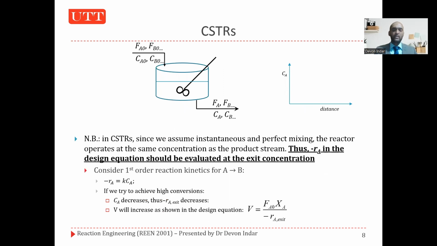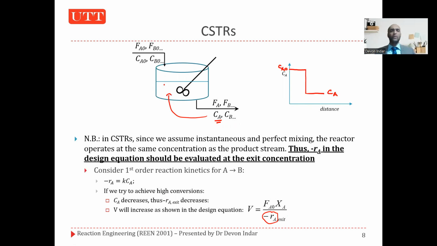Now, an interesting quirk about CSTRs is that, remember, we assumed instant and perfect mixing. So for our concentration profile, we had entering CA0, and as soon as those droplets touched the reaction mixture, they dropped to the outlet concentration CA. And so when you're doing the design equation, you need to evaluate the rate law at the exit concentration, because that's the concentration that actually exists inside the tank.